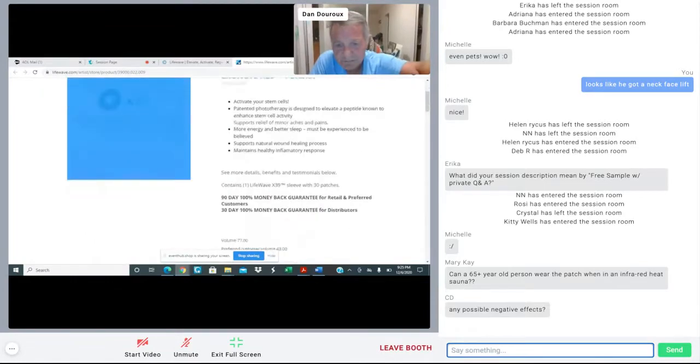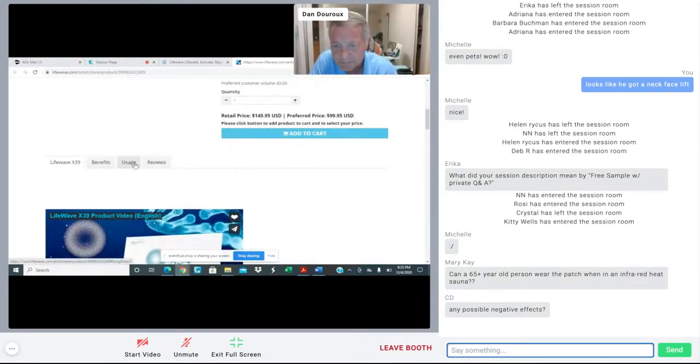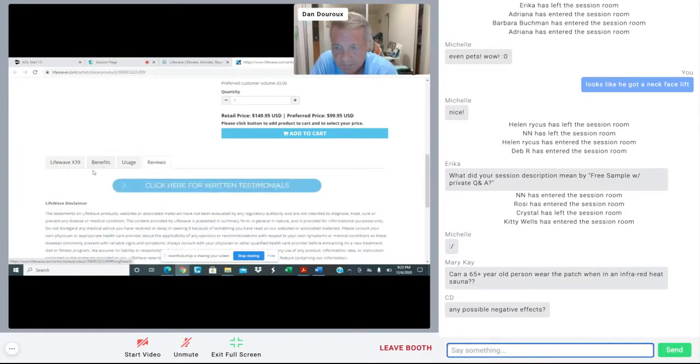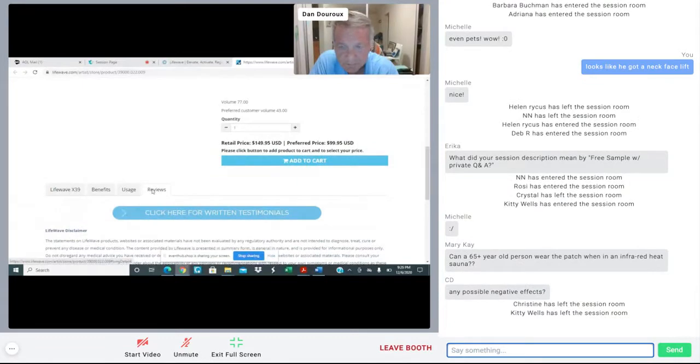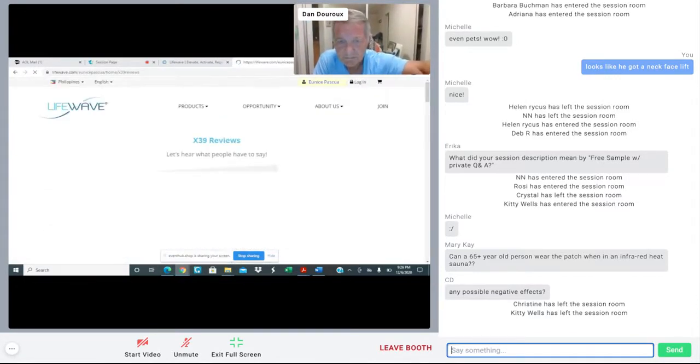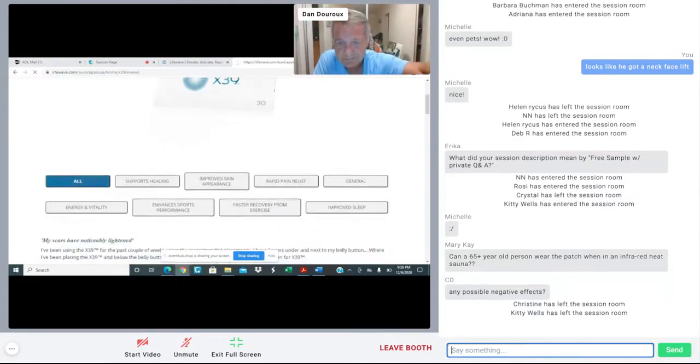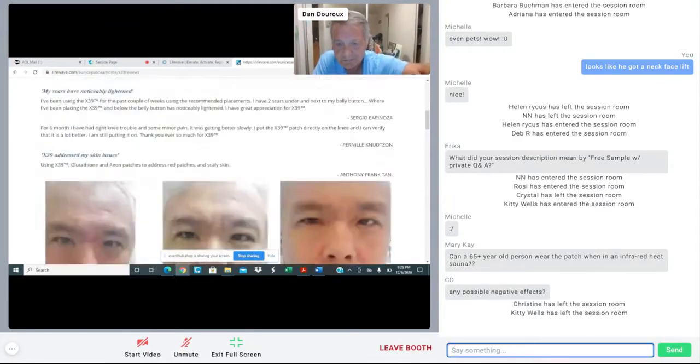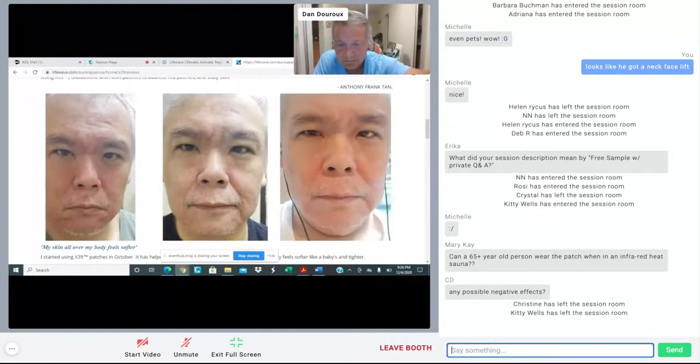Mary Kay asked, can a 65-plus-year-old person wear the patch when in an infrared heat sauna? You can wear the patch, Mary Kay, anytime. The infrared heat sauna is not going to have any detrimental effects while wearing the patch. However, anytime that you feel any issues, you can always just remove it. And as CD is asking about negative possible side effects, unlike actually having stem cell injections, there have been no reported negative side effects whatsoever. They only help people.